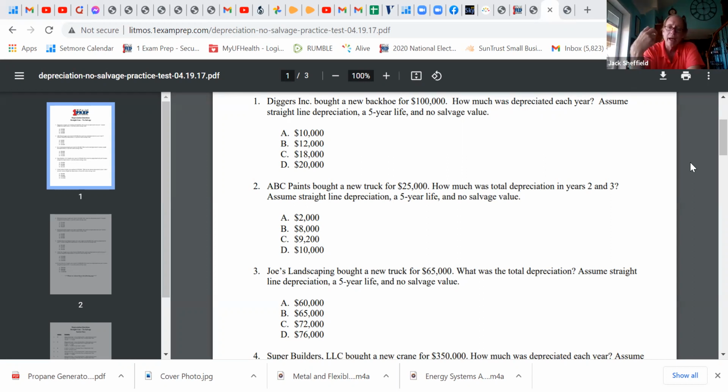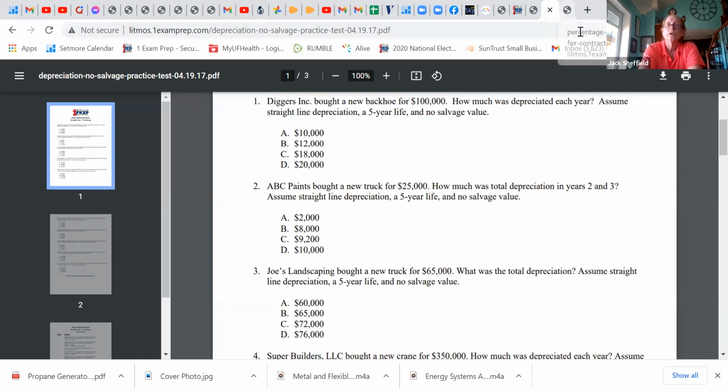Now, when you have a salvage value involved, that's where it gets a little trickier, because remember, I'm going to go ahead and tell you before I pull up the questions. Remember, you have to subtract the salvage value from what you paid for it before you divide by the useful life to get your yearly depreciation. All right, because you can't depreciate what you're going to get for it. You can't depreciate that salvage value, so you got to subtract that out first.